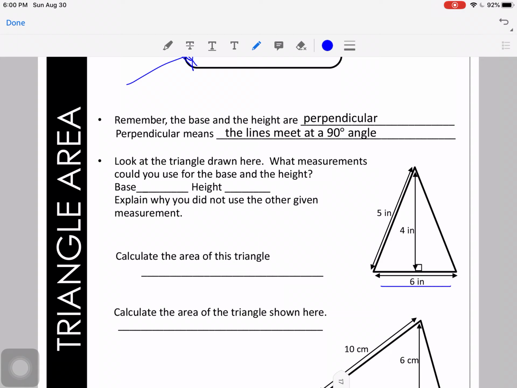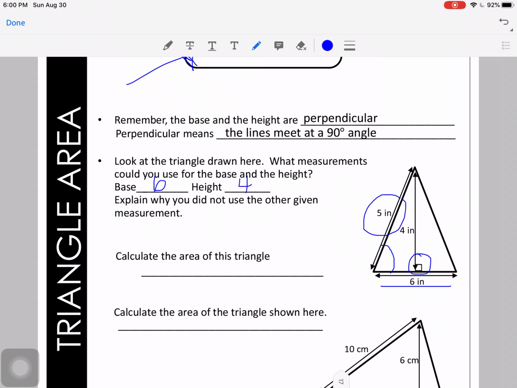So the 6 and the 4 meet right here to form a 90-degree angle. So the 6 is the base of the triangle and the height is 4. The reason why I did not use the 5 is because the 5 does not correspond with any of the other lines. Remember, for it to correspond, it must be perpendicular, which means it meets at a 90-degree angle. So this is not a 90-degree angle. So 5 would not be a measurement that I would use to find the area of this triangle.